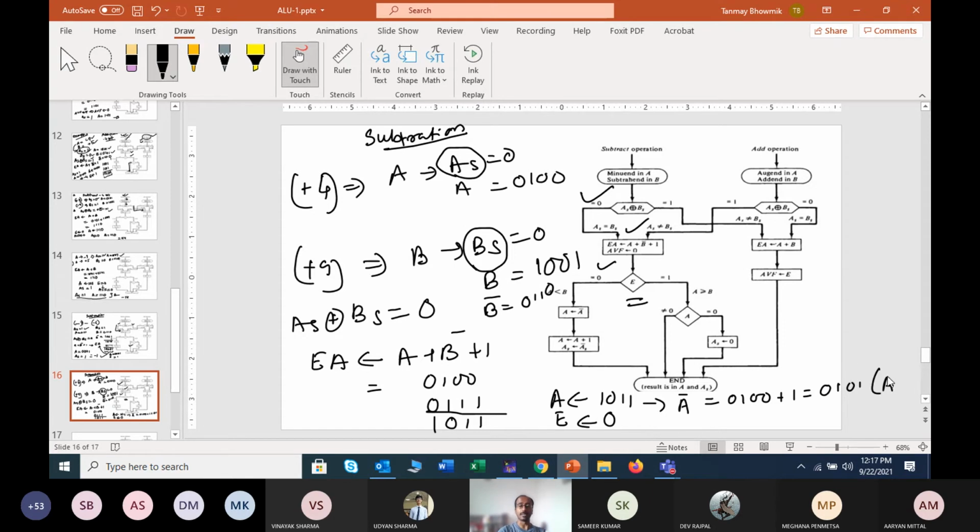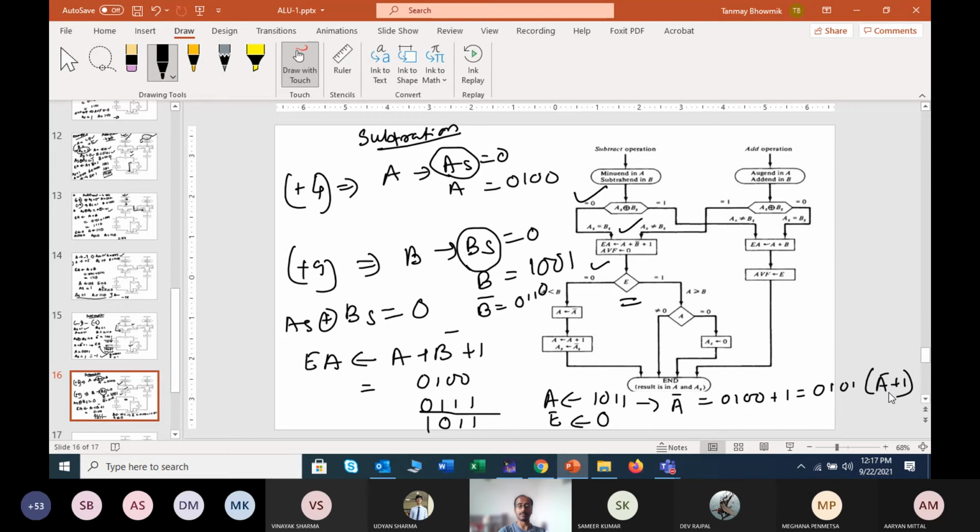I can write it here, or later you can see the problem. So A complement plus 1. So that means this step you have done. Now the last step, AS should be the complemented sign of AS. Initially your AS was what? 0, right? It is being asked that AS should be complemented. So that means you should write AS as 1.